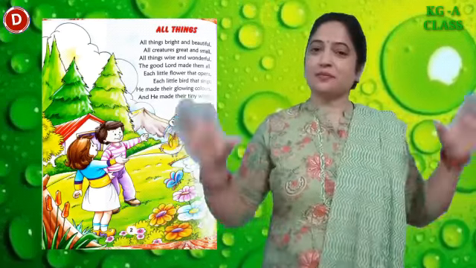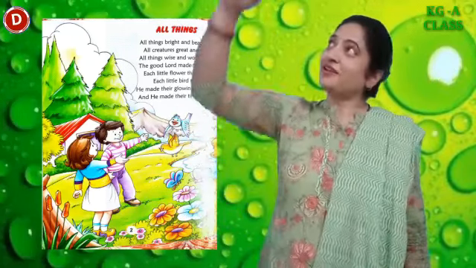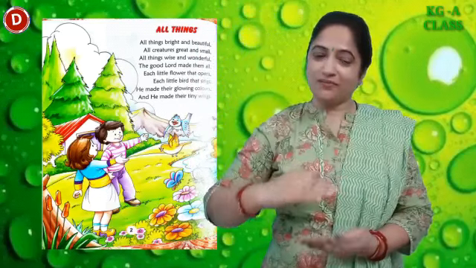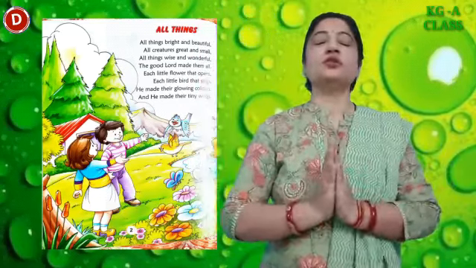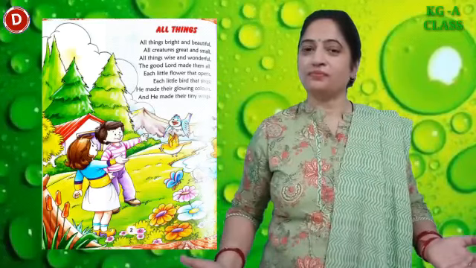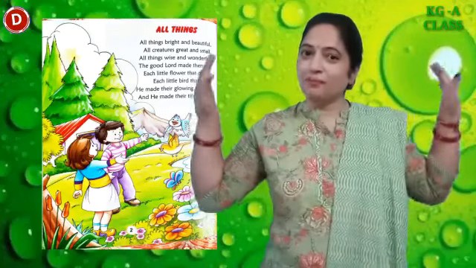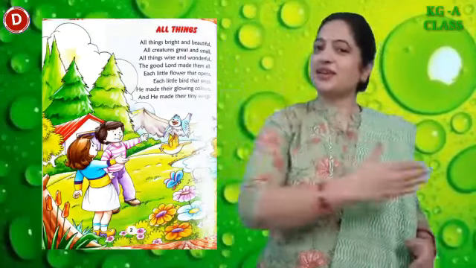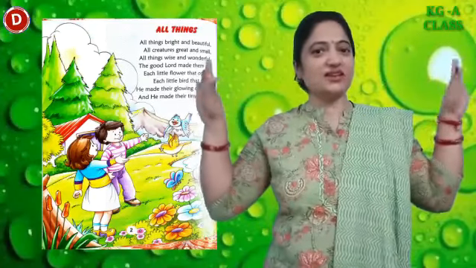All things bright and beautiful, all creatures great and small, all things wise and wonderful, the good Lord made them all. Each little flower that opens, each little bird that sings, He made their glowing colors, He made their tiny wings.